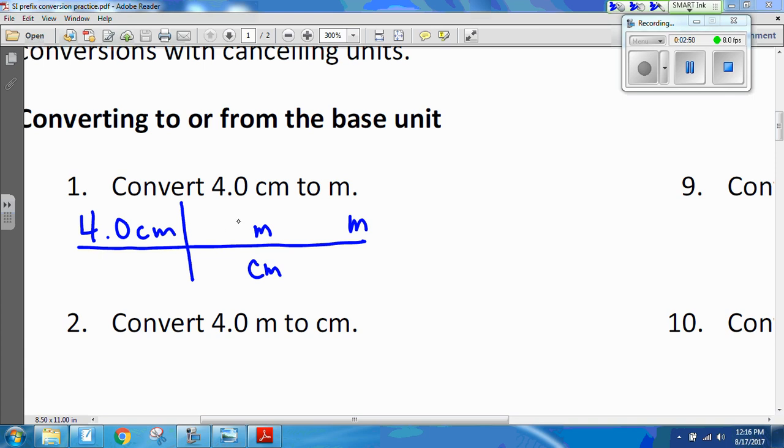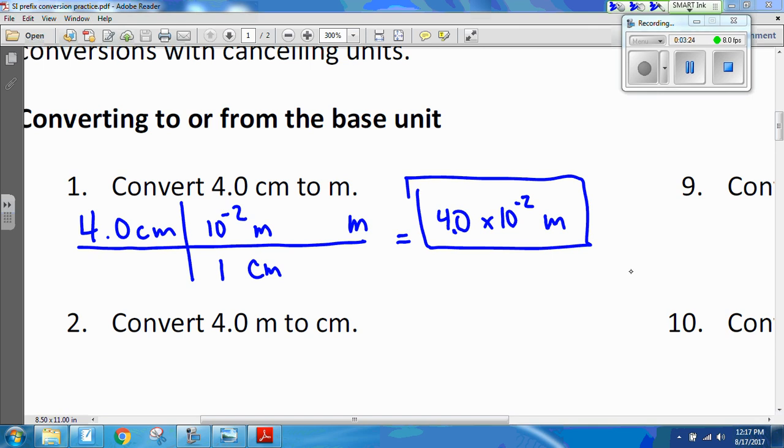So from the little chart that I have, 1 centimeter is 10 to the negative 2 meter. It was just on the chart. So what I'm going to do now is I'm just multiplying straight across on the top, and you should get 4.0 times 10 to the negative 2 meters. And I started with 2 sig figs. I end with 2 sig figs.